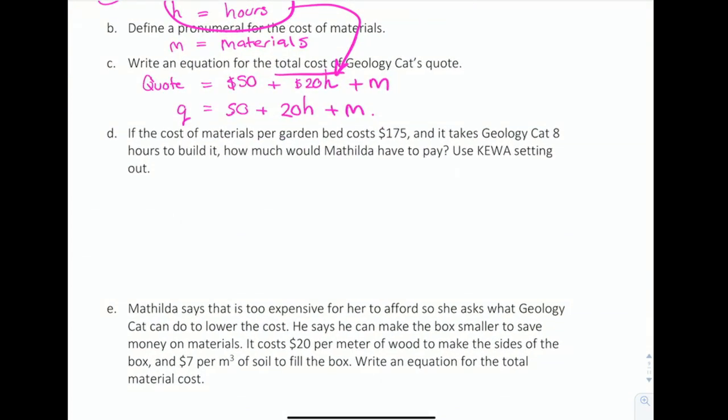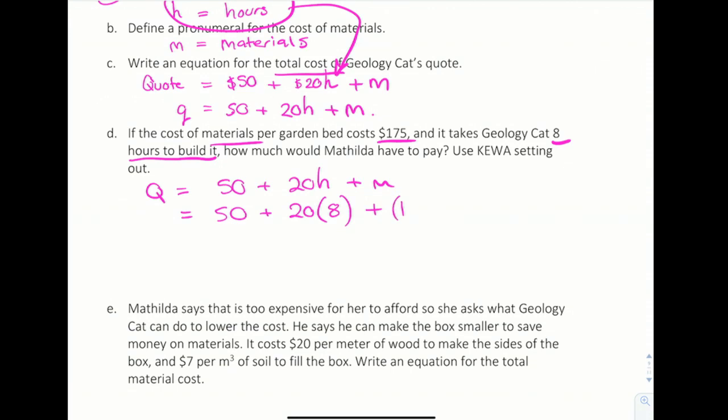D, if the cost of materials of the bed cost $175, so the materials is $175, and it takes the cat 8 hours to build, how much will she have to pay? So let's bring out that rule. So the quote is $50 plus $20 for every hour he works, plus the material cost. Now we just put in the numbers that we just got from the question. So 50 plus 20 times 8 hours plus the material costs of 175. So now we have 50 plus 160 plus 175.